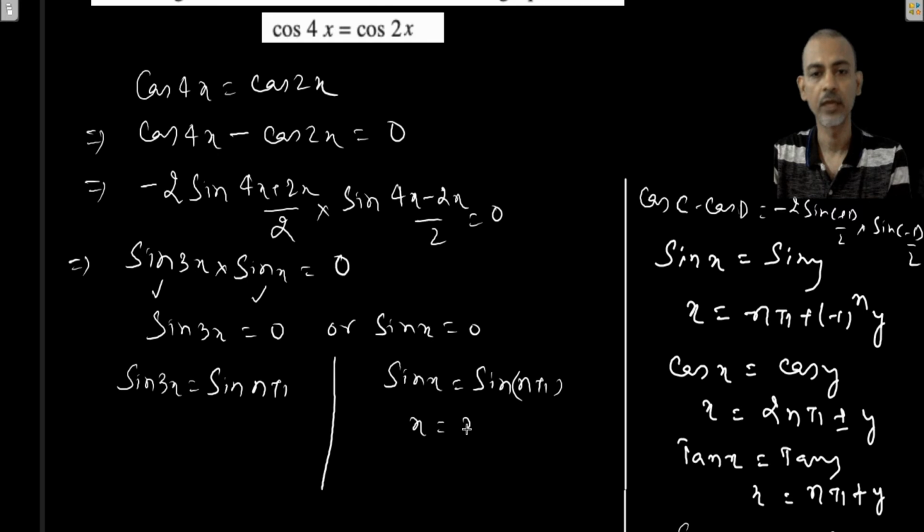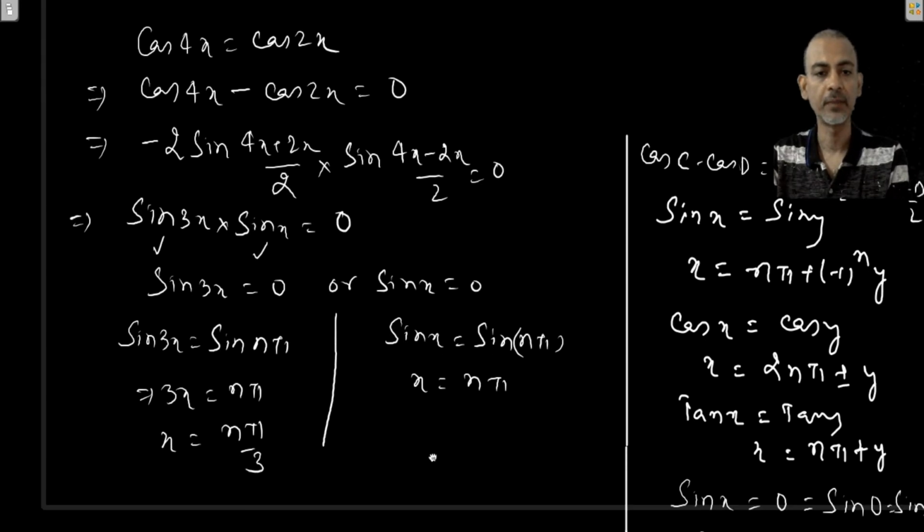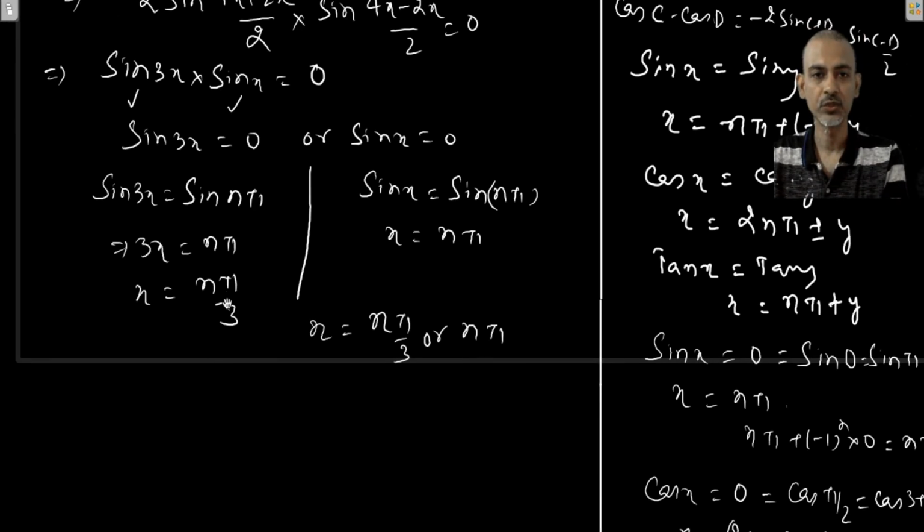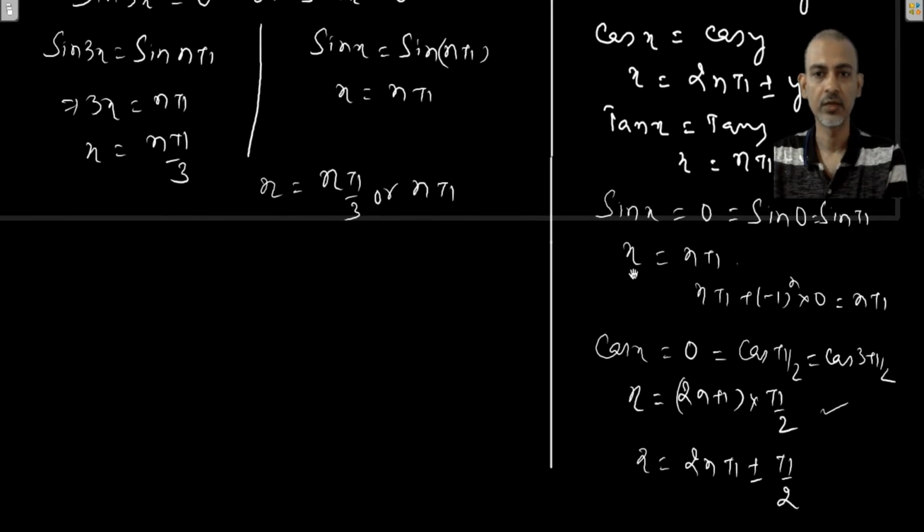In this case 3x equals n pi, so x equals n pi by 3, and in the other case x equals n pi. So what has happened here is I have got two solutions for x: one is n pi by 3 and the second is n pi. So we'll have to write it like this: x equals n pi by 3 or n pi. If you have any issue understanding how we got 3x equals n pi, you can just look at what I have done over here. When sin x equals 0, we just write it like this, n pi plus minus 1 to the power n into 0.